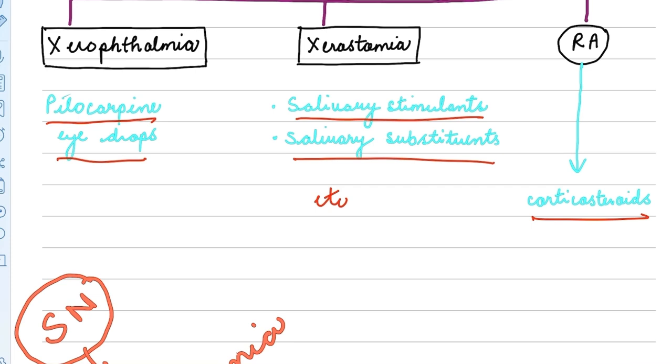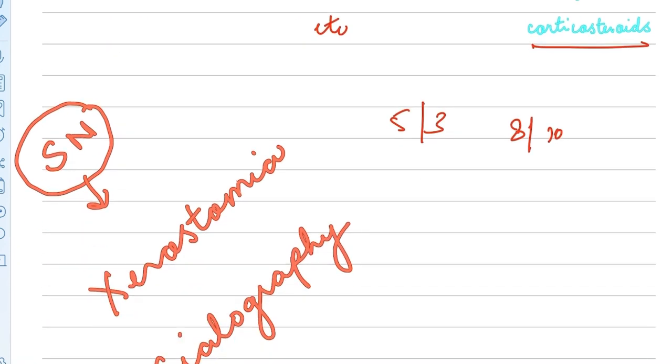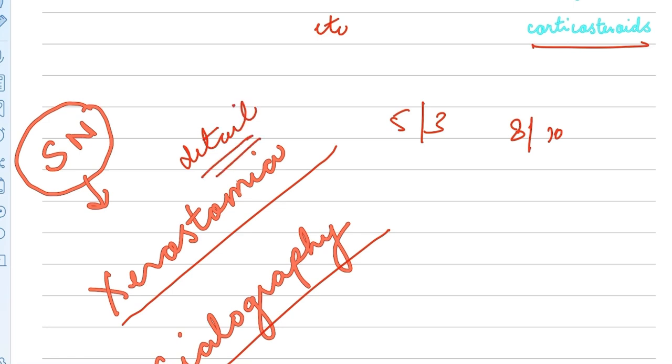If Sjogren syndrome comes in short note form, then you are supposed to write it as it is. This much content is sufficient if the question comes for 5 marks or 3 marks. But if the question comes for 8 marks or 10 marks, then you are supposed to include certain things in your answer. You will be writing about xerostomia and sialography in detail in order to get good marks.